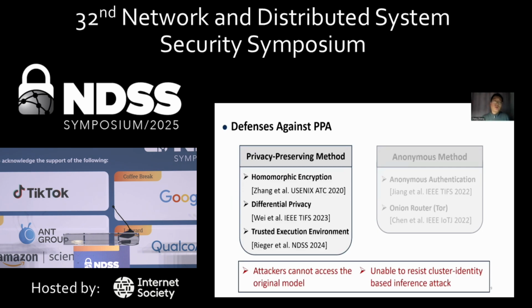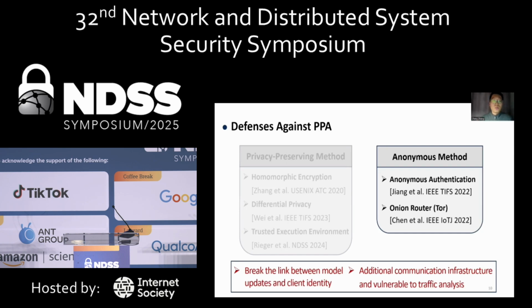We also found there are some existing methods, such as secure aggregation in federated learning, that can resist the first type of preference profiling attack. However, they only protect the client's local models and do not extend their protection to the clustering results. So they are unable to resist type 2, the cluster identity-based inference.